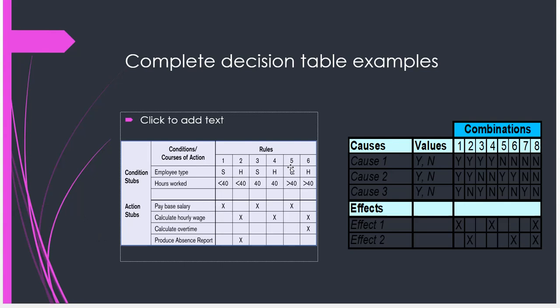If we take rule number 5, if a person is salaried and they work greater than 40 hours, if you're salaried, no matter how many hours you work, you still get paid your base salary. But if you're an hourly worker and you work more than 40 hours, you get your calculated hourly wage plus you get your overtime. So these various conditions now will help you to make a decision on what action to take based on the information at hand. So that's how a decision table would work.